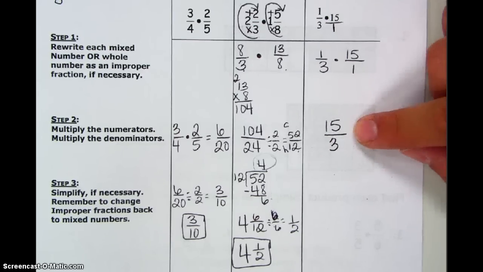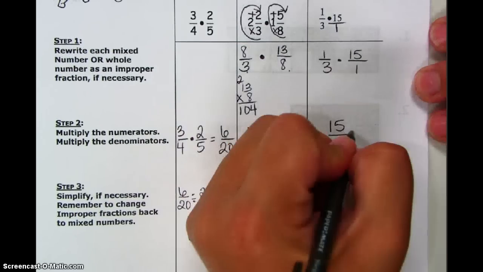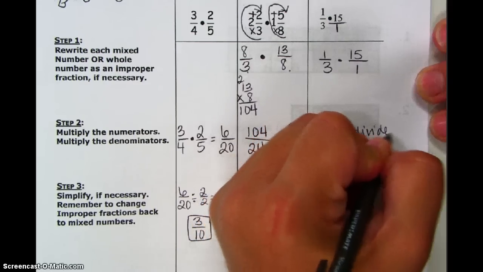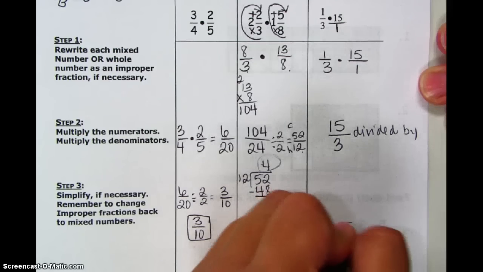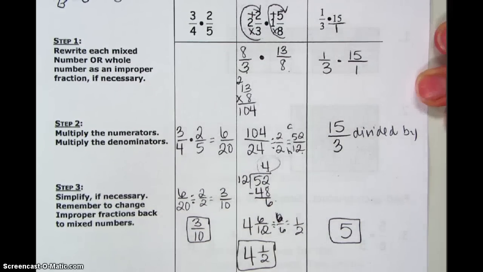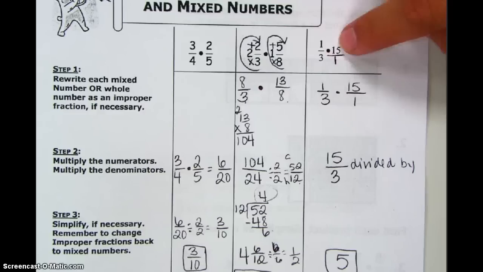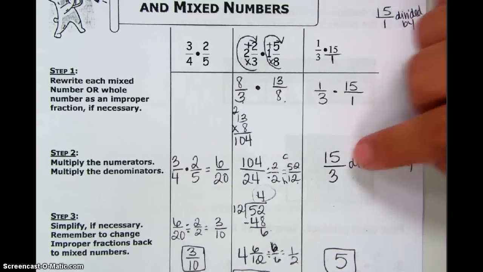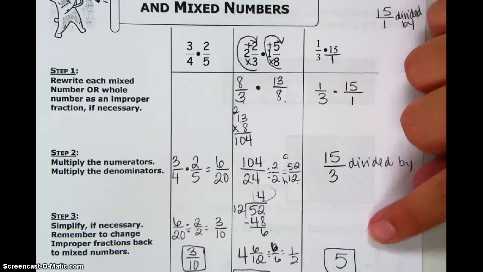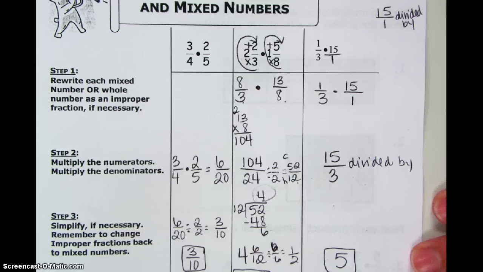Well, in this case, 15 divided by 3 would actually give me 5. So when I multiply 1/3 times 15, I would actually get a whole number of 5 as my final answer, since 15 divided by 3 gives me 5 and there's no remainders or fraction pieces left over.